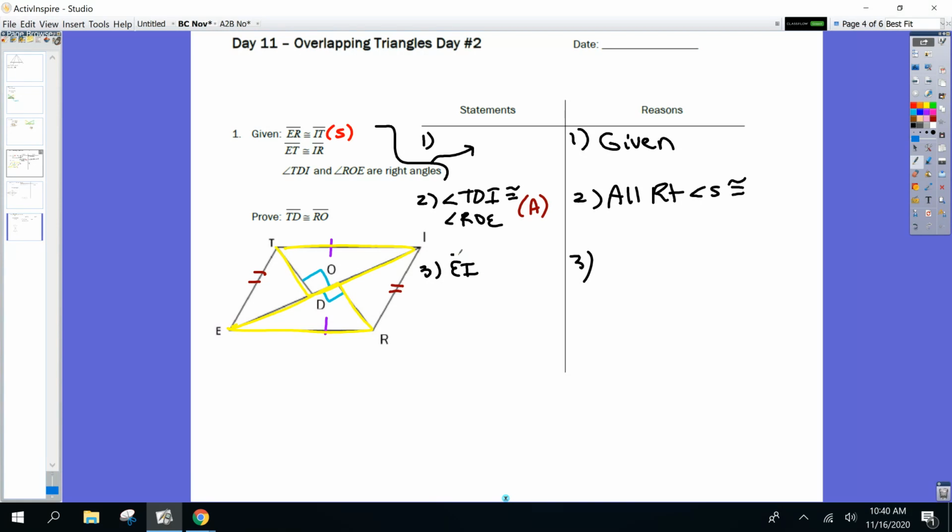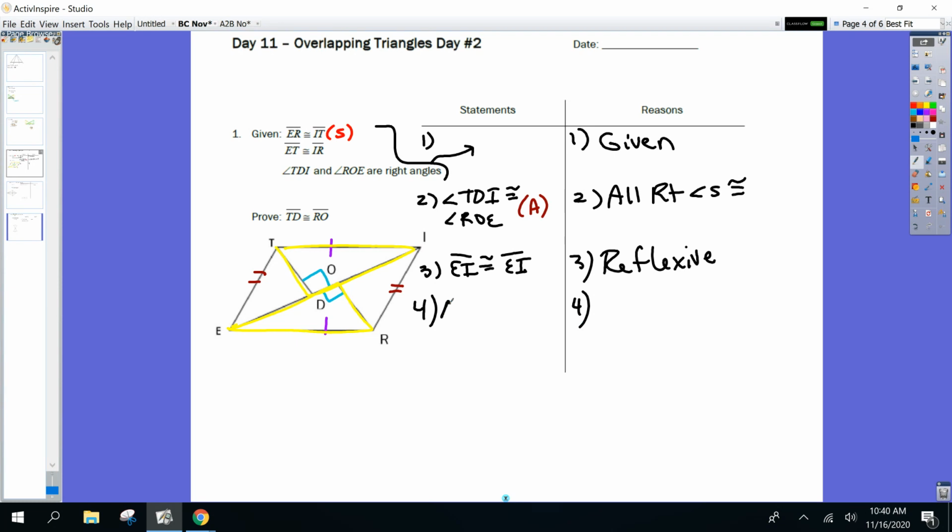EI congruent to EI. Reflexive. Now you're probably wondering, why would you ever want to prove those triangles? You'll see, it'll all come together.